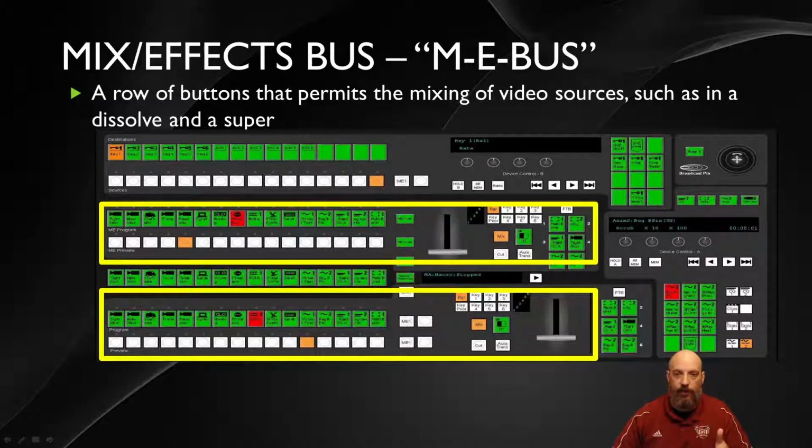So as you can see in this bottom one called ME2, I've got program, preview, I've got my keyers, I have a fader bar, and then I have the same thing up top, program and preview. I've got my keyers, I've got my fader bar, and I'll talk a little bit about that in just a moment. So by having these various ME buses, I can have one piece of video ready to go, and then I can have another piece of video already being processed, and I can easily switch back and forth between the two.